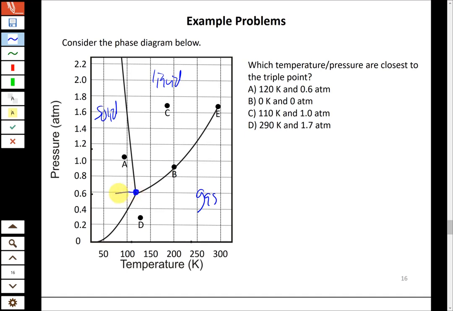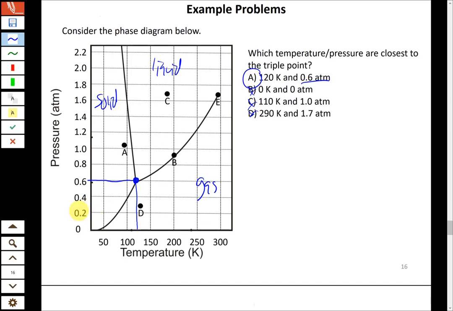So the pressure is very clearly 0.6 atmospheres if we go over to the y-axis. And then the temperature here is between about 100 and 150, maybe a little bit closer to 100 Kelvin. And so it's going to be, in this case, choice A. The pressure is 0.6 atmospheres, so that actually eliminates all the rest, and the temperature would also be 120 Kelvin, so both of those work out, so it'd be choice A. So when you're identifying the triple point, you find the point where they all intersect, and then you just figure out the X and Y values that associate with that, which are the temperature and the pressure that the triple point would occur at. So any questions so far on those first 3 phase diagram problems?